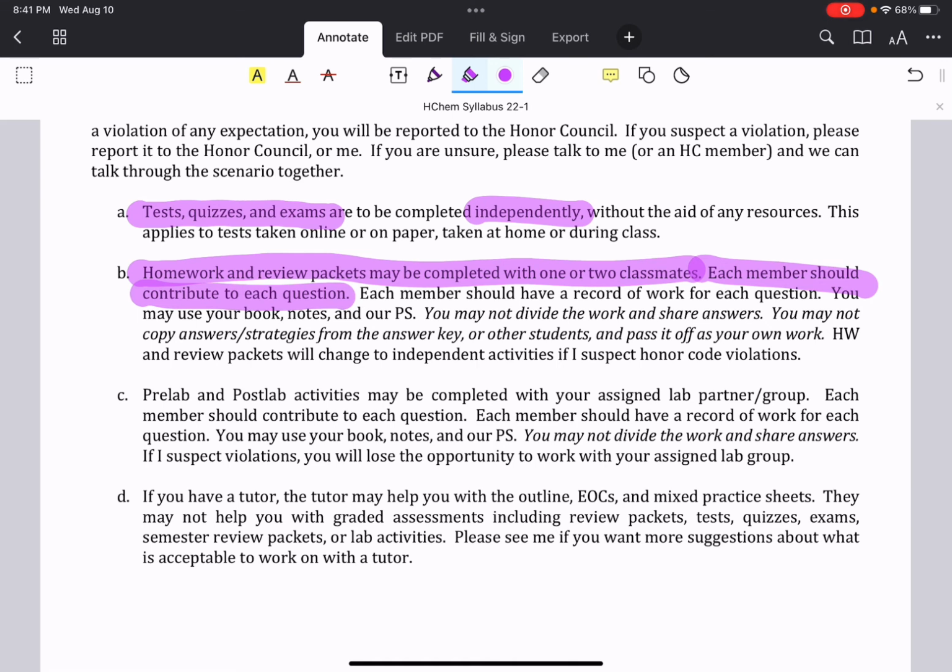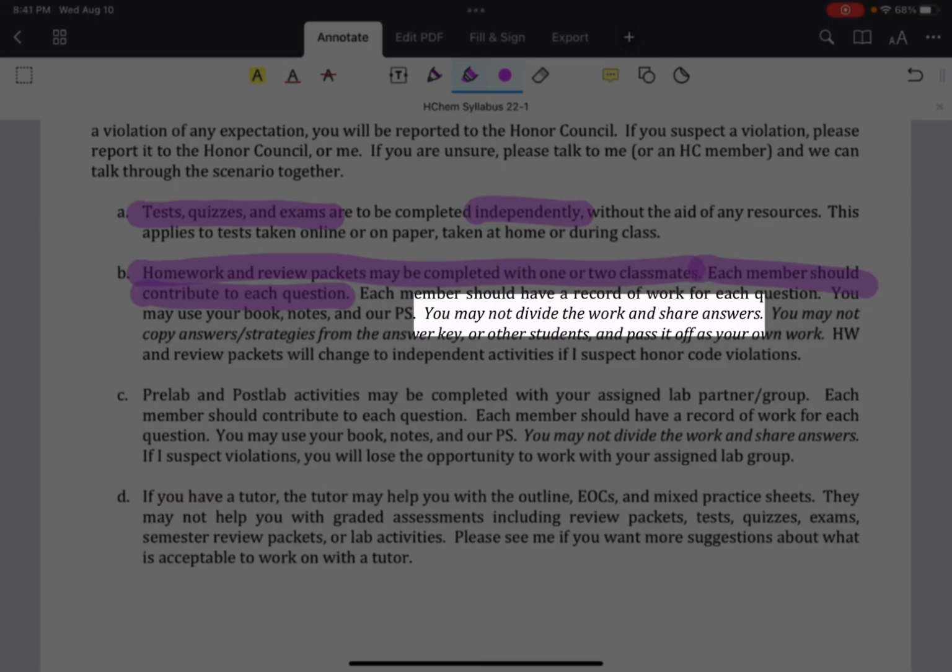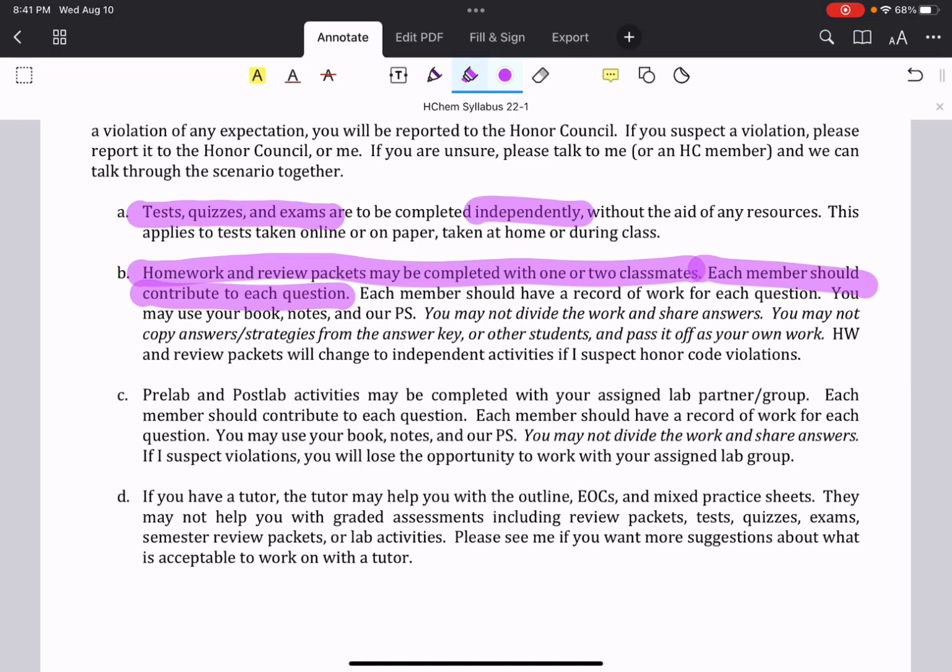To be crystal clear, it is never acceptable for you to divide up a chemistry assignment and each tackle just a few questions and then share the answers or the work. Never acceptable in chemistry, okay? Each member contributes to each question. That's how you learn. And each member should have a record of the work. You can use books, notes, not PowerSchool. That should be Schoology now.